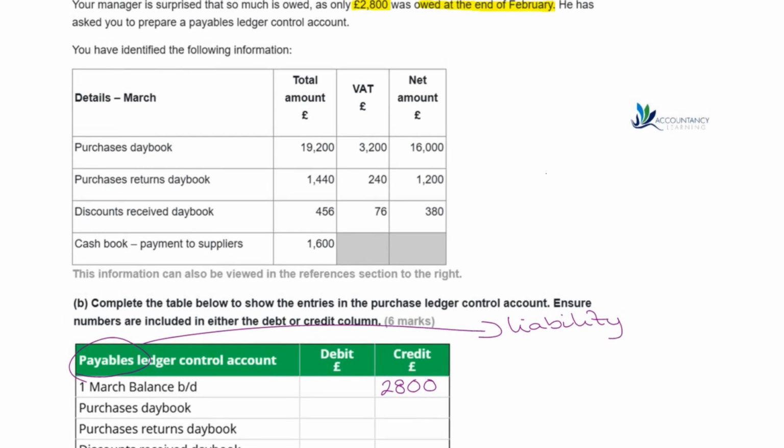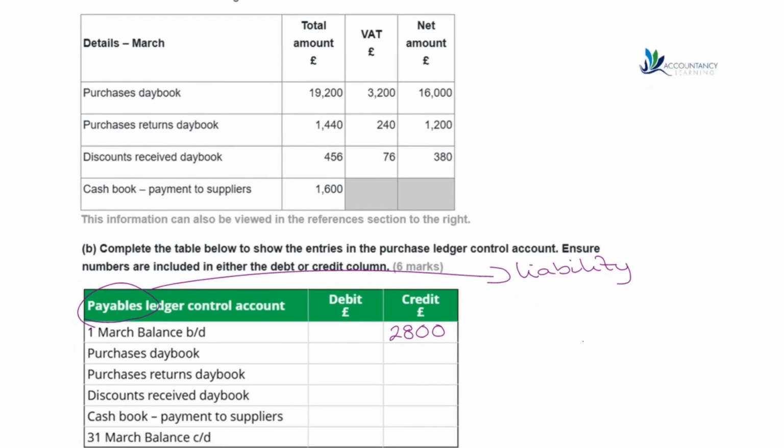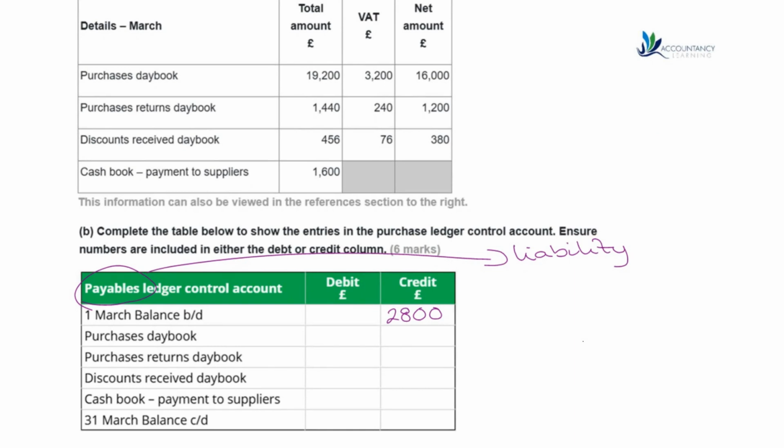Now we can start having a look at what other information we are given. So let's have a look. Purchases daybook. So this is going to be increasing our liability to our suppliers. And the amounts that we're going to be using are going to be the total amounts. So this is the amount that we actually owe our suppliers because we pay the net amount and the VAT over to the suppliers. So we're going to increase our liability with the purchase daybook figure.